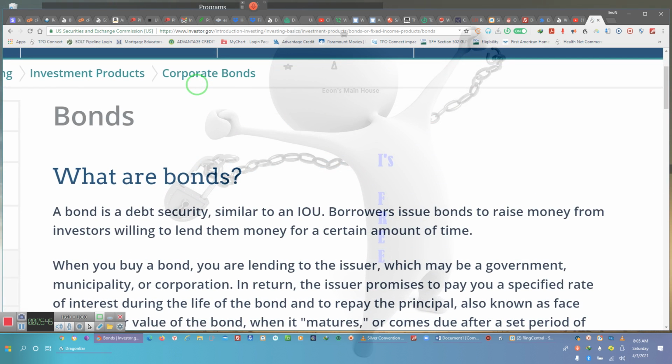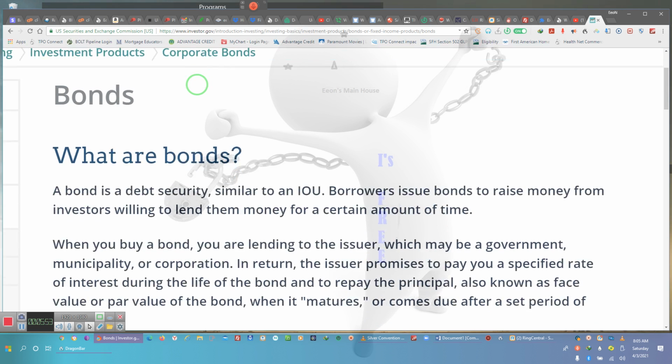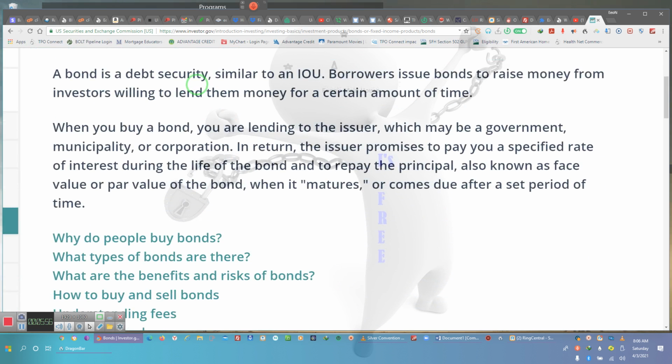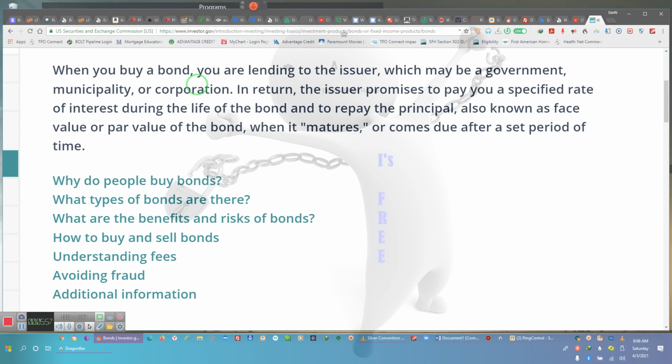Again, a bond is a debt security similar to an IOU. The borrower issues the bond to raise money from investors willing to lend them money for a certain amount of time. We were always planning on going to 4 years, not beyond 4 years. We are not at the 4 year mark yet, and it looks like we will be going ahead and sending the bonds back and bringing their maturity at a 3 year period.